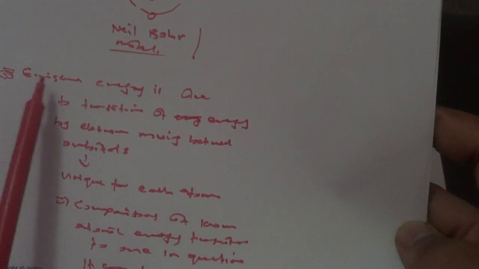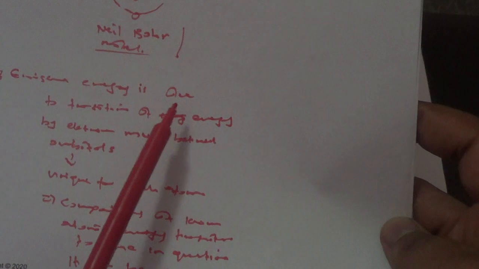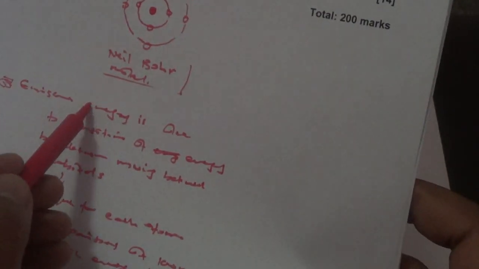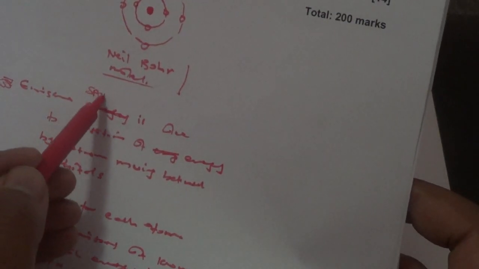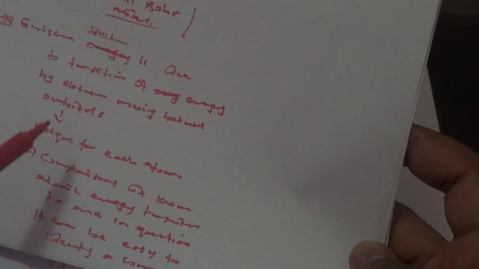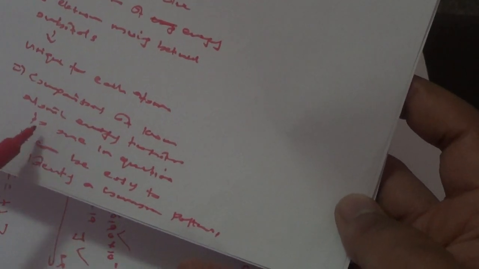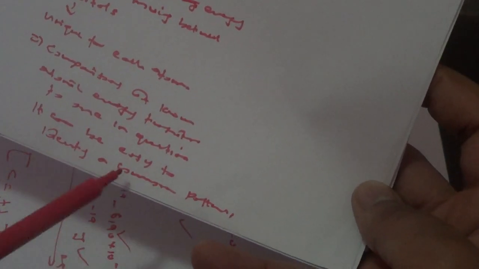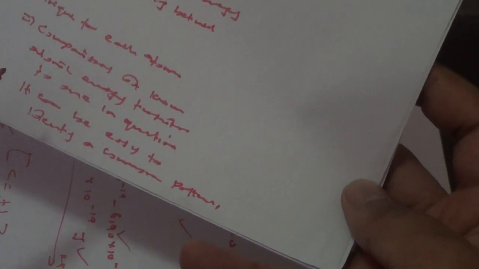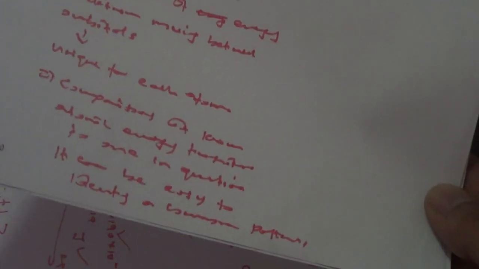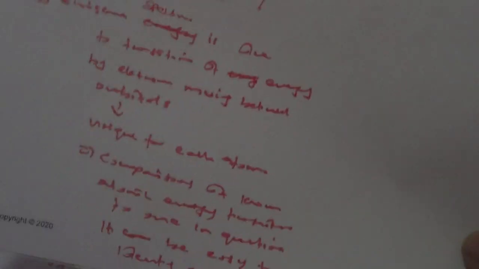Anyway, so the emission spectrum, not energy. Of course, it's due to transition of energy by electrons moving between orbitals, right? And these orbitals are unique for each atom. Therefore, using comparisons of known atomic energy transitions to the one in question, that means what you're observing right now, it can be easy to identify a common pattern and therefore the atom that is most likely involved in that emission spectrum. So this is how you can get your 2 marks.